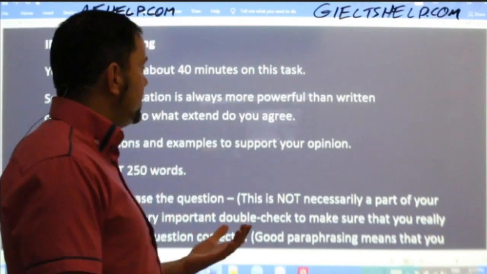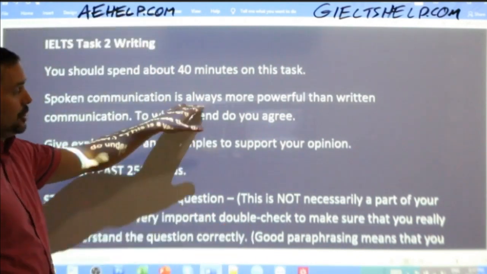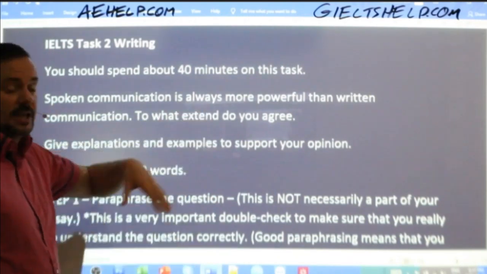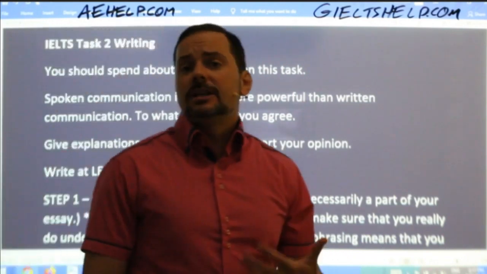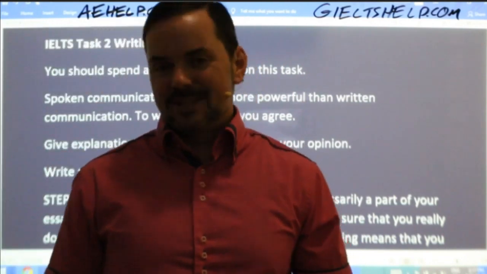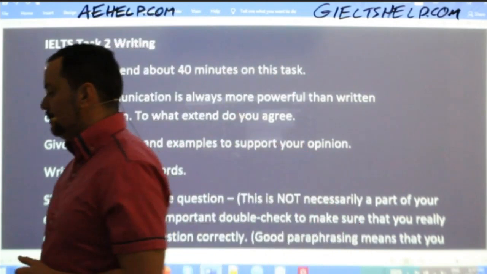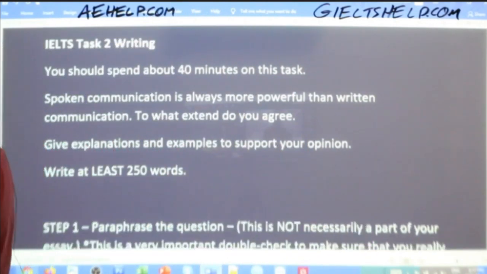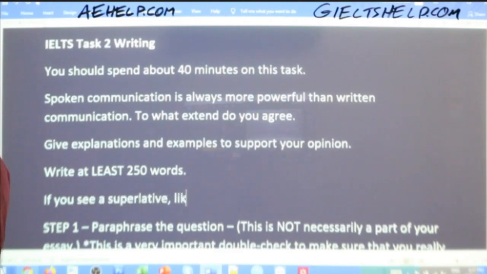Now, here's a nice hint, students. When you see a superlative like always or never, it's like the absolute. It's usually never true or almost never true. Okay? So that's just a tip. That will help you to answer these types of questions. If you see a superlative like always, best, never, it's usually not true.